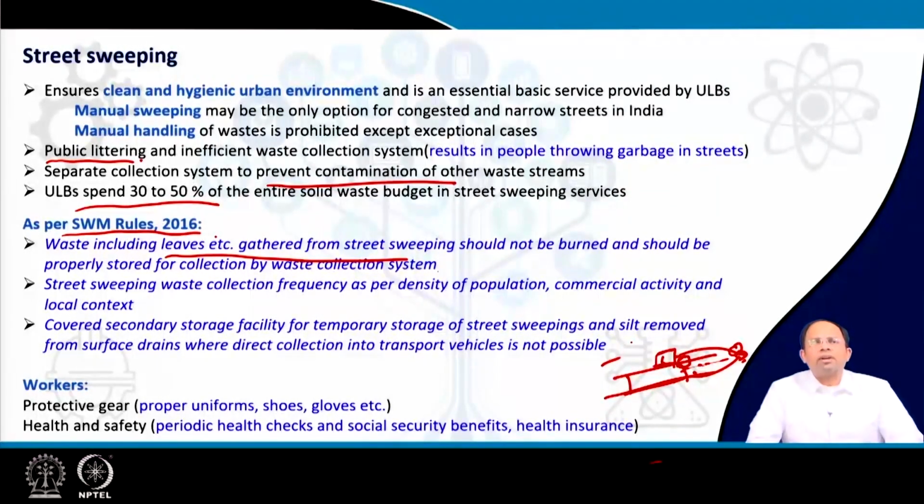So all workers should be given protective gear, that means proper uniform, shoes, gloves and all, so that they are protected because they are handling waste. And health and safety is a primary concern. There has to be periodic checks, and we are talking not only about physical health but also financial health as well. We have to make sure that they are well protected with health insurance and other kinds of social security benefits, because there is a chance they are dealing with the waste of society and might fall sick, and society has to take care of them.